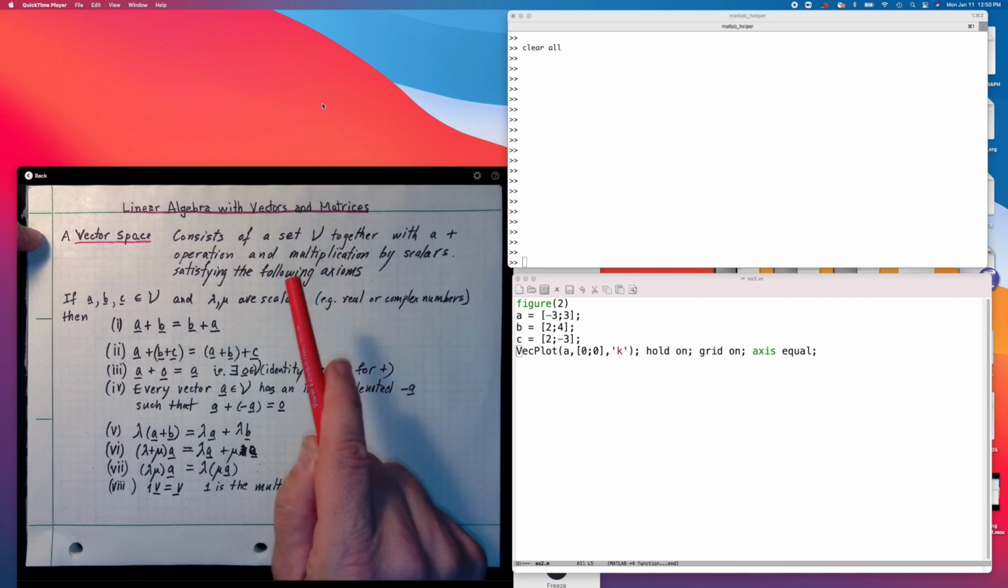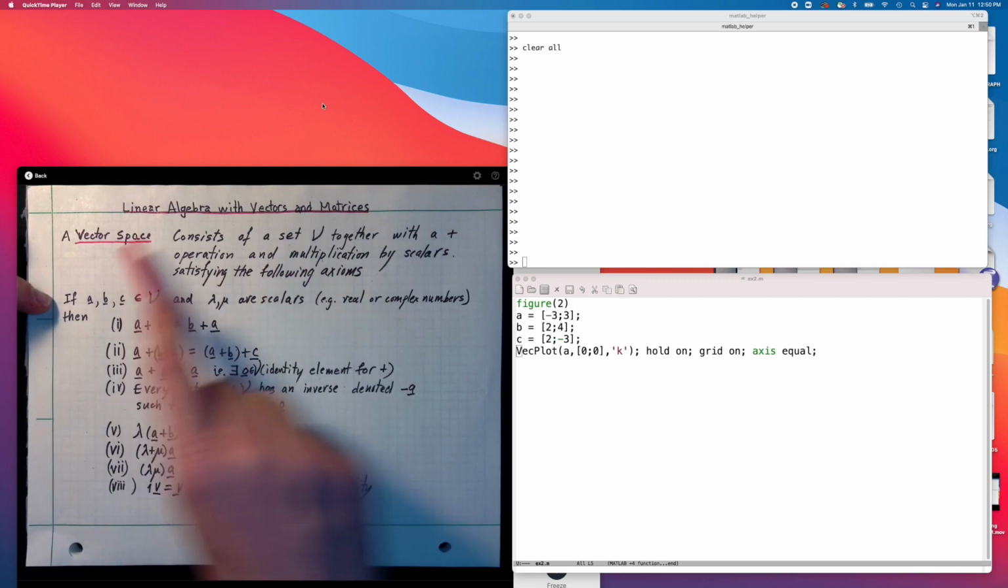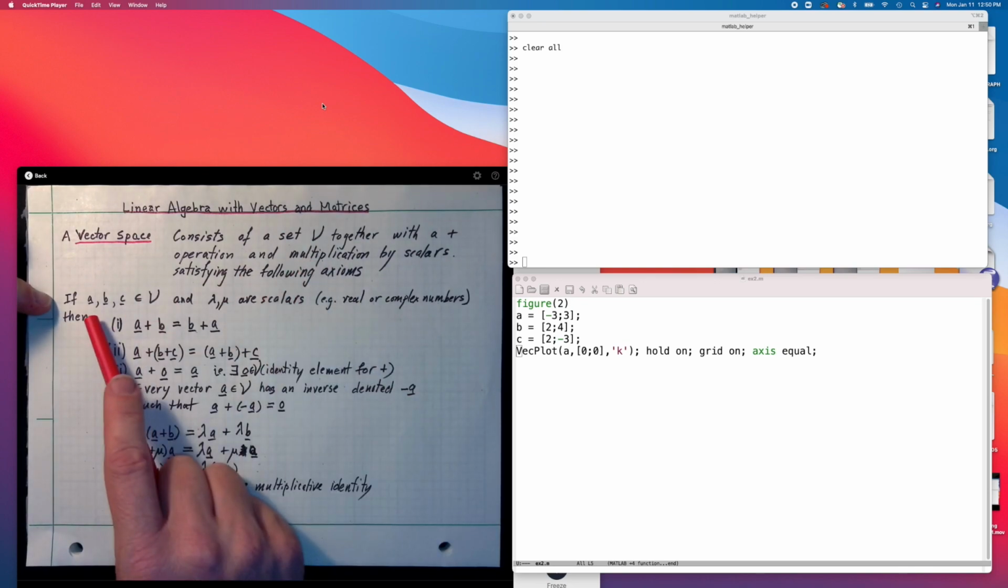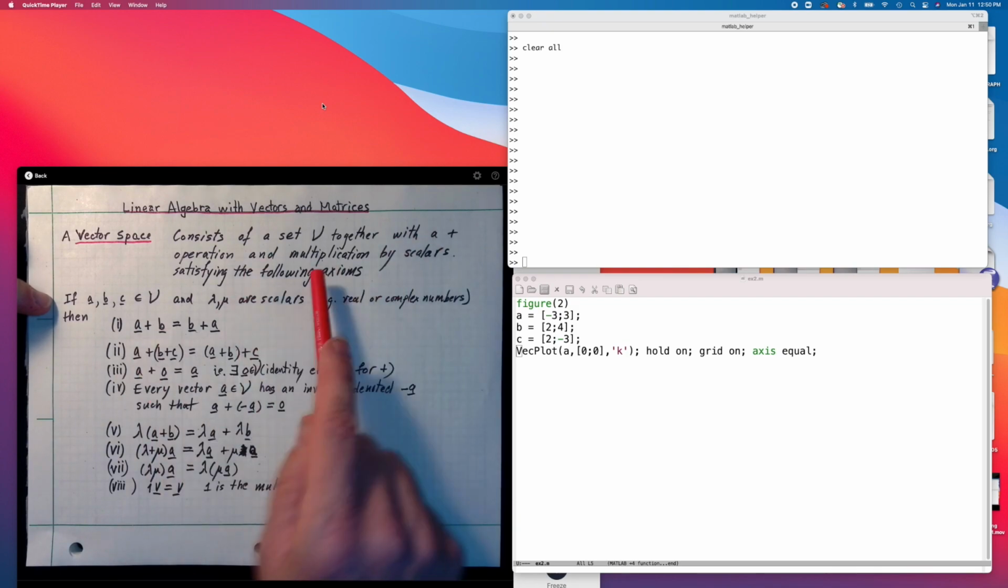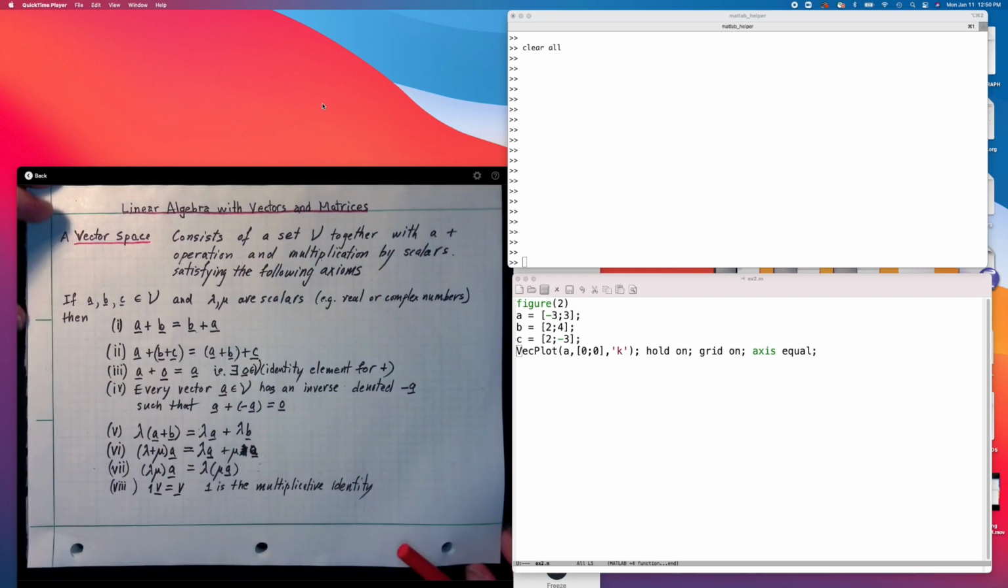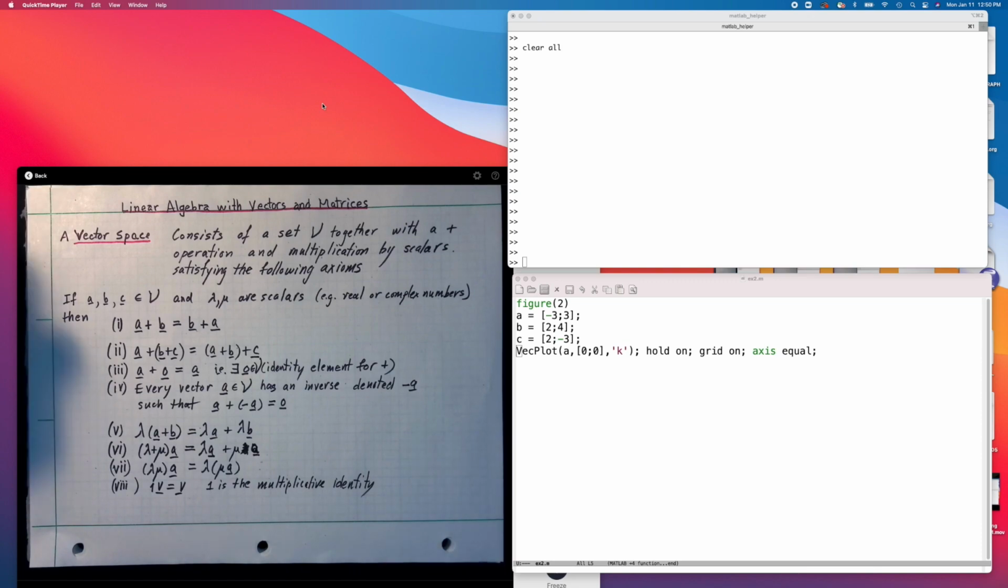This will be called a vector space provided the elements of V, together with the addition and multiplication by scalars, satisfy these 8 axioms, or 8 properties of a vector space. We're going to go through them briefly, and at the same time I'll demonstrate some of them in MATLAB using the vectors that we've already defined, which are ordered lists of numbers, or columns, in MATLAB.